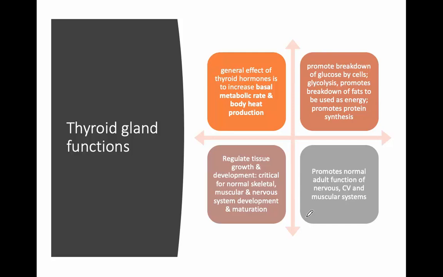We're going to regulate our tissue growth and development, and this is true of our skeleton, our muscles, and of course our nervous system too. And of course, it helps to promote our normal functioning of adult cells. That includes our brain and nervous system, our cardiovascular and muscular systems, and really all of our cells and tissues will be affected by the thyroid glands themselves.